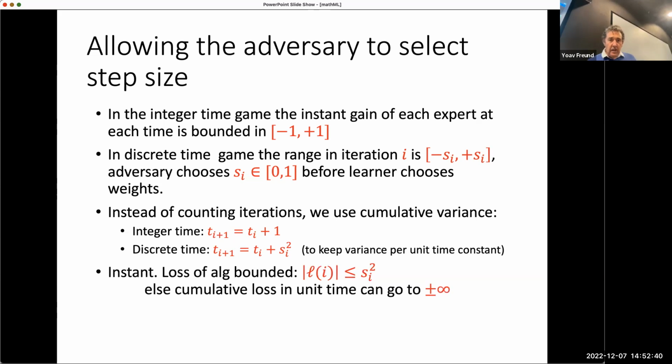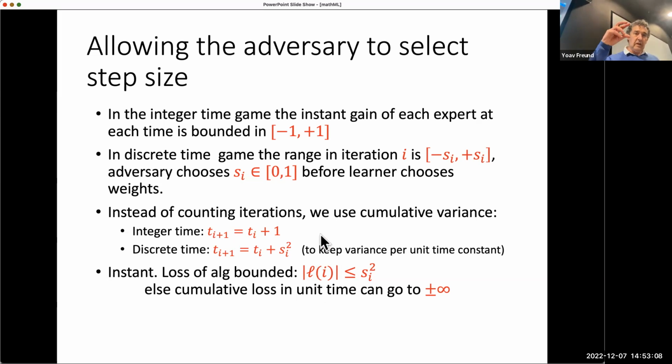And then there is another thing that goes together with that, I won't get into the details, is that the loss of the algorithm cannot be arbitrary. Because if the loss per iteration is larger than s_i squared, then the loss in 1 unit time can be unbounded. So we don't want that, so we basically do this bound also.